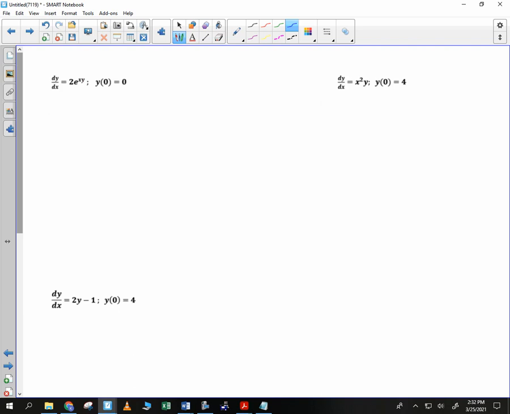This one I'm going to multiply by dx. I get dy is equal to x squared y dx. I'm going to divide by y or multiply by 1 over y. 1 over y dy is equal to x squared dx. Separation of variables gets you a point on the AP exam. Now what?